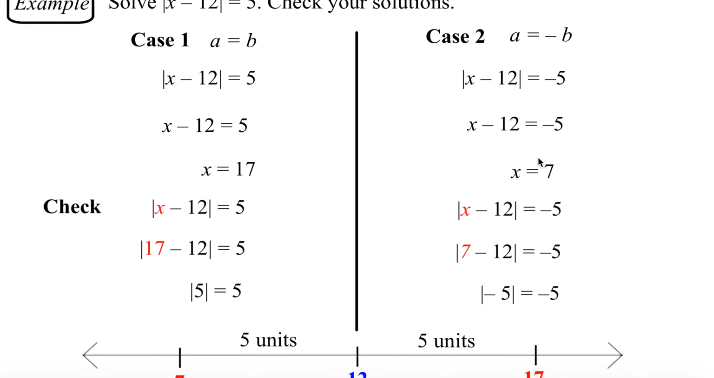So one of our solutions is 7, the other one is 17, but we are getting a false solution here because the absolute value of negative 5, did I write that in here? X minus 12 is 5, right? The absolute value of negative 5 is not negative 5. It is definitely positive 5. So this would not be a solution right here. We would cross that one off.